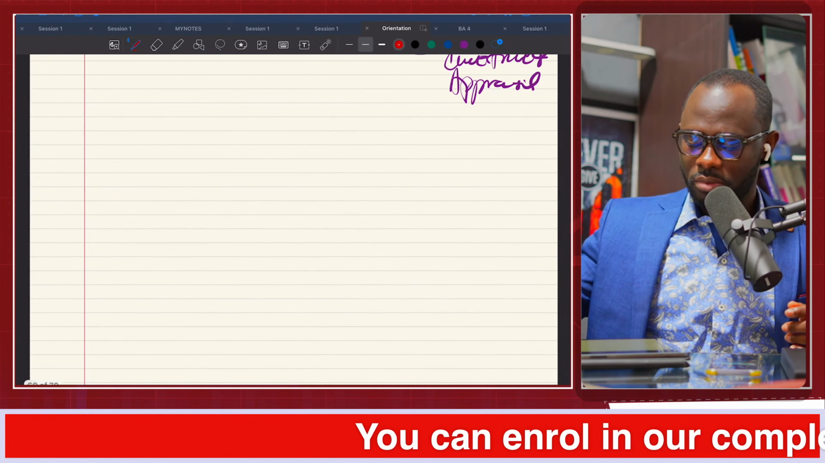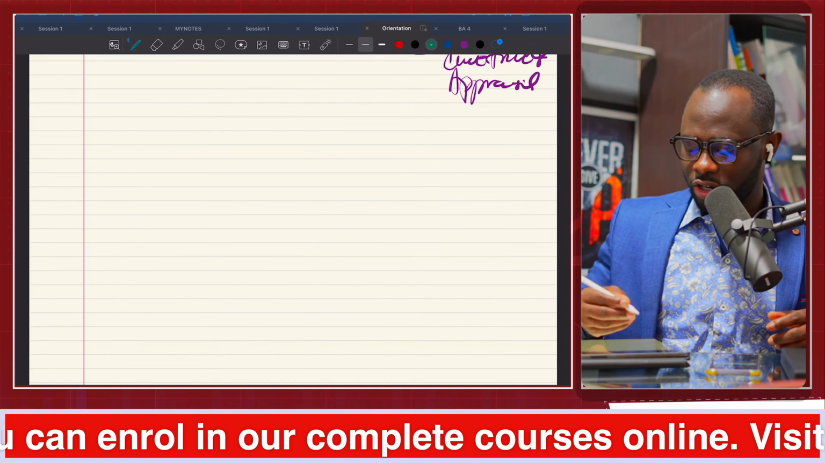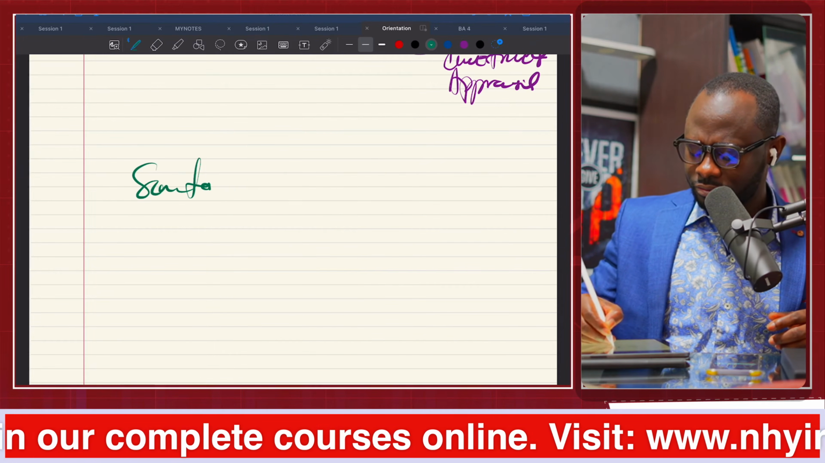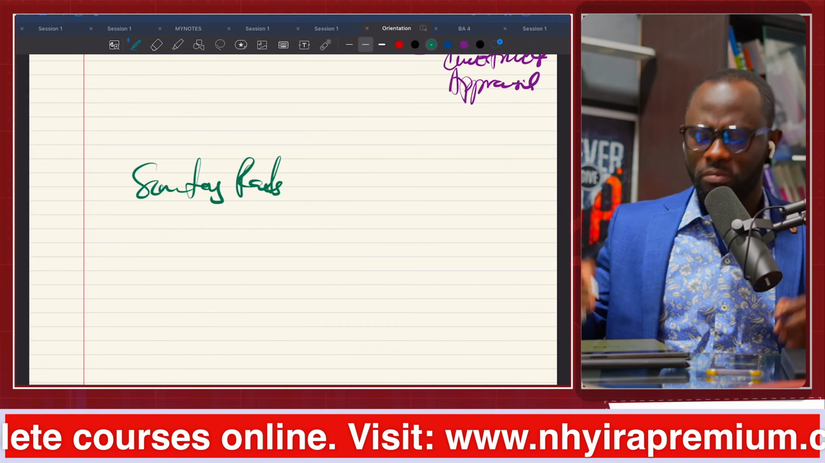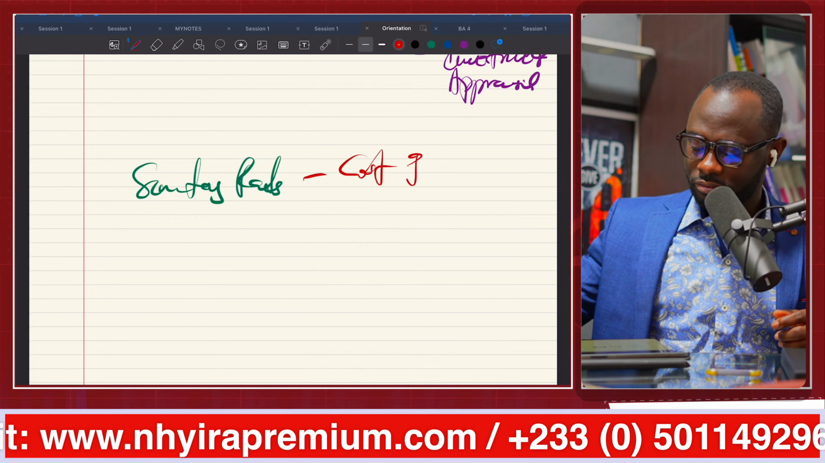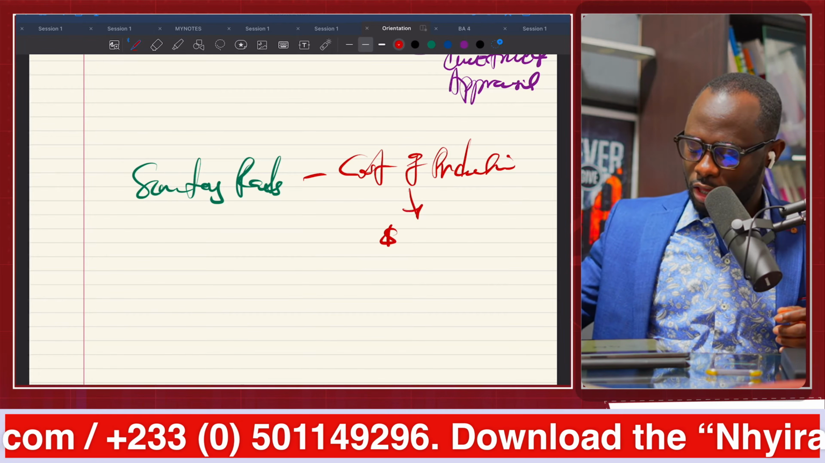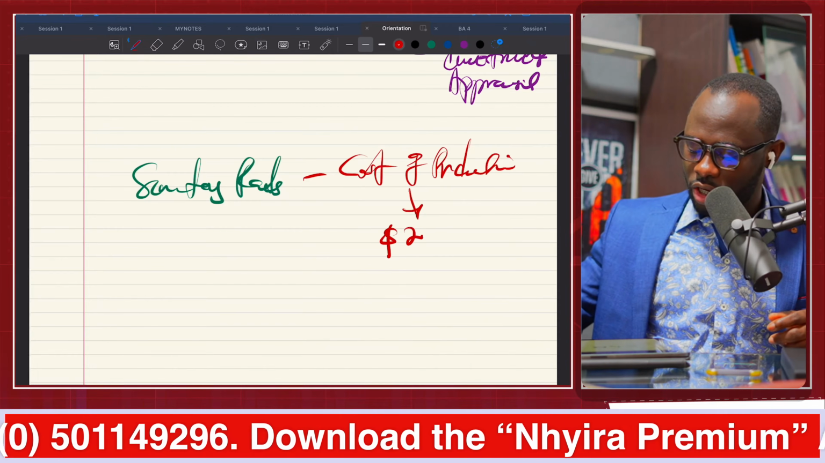This is why this is coming up. Let's say that we are a company that is into manufacturing of sanitary parts. So we manufacture sanitary parts. Then we say that the cost of production of our sanitary part per pack is, let's say, $20.